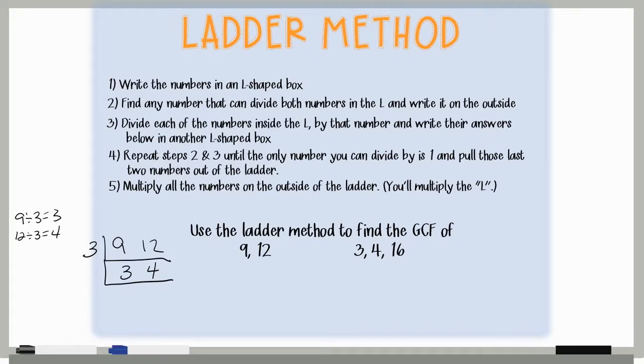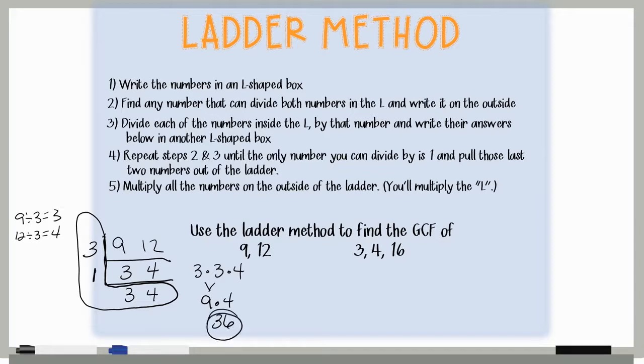The only common factor between those is 1. So then I can pull these out. And then I'm going to multiply my L. So here I have 3 times 3 times 4. 3 times 3 is 9 times 4. 9 times 4 is 36. So the LCM of 9 and 12 is 36.